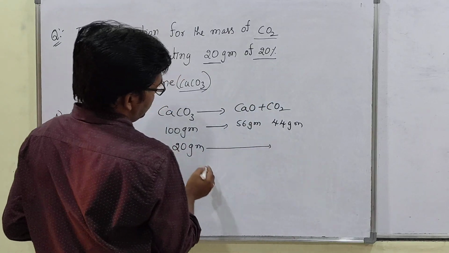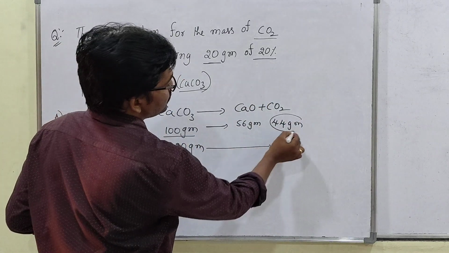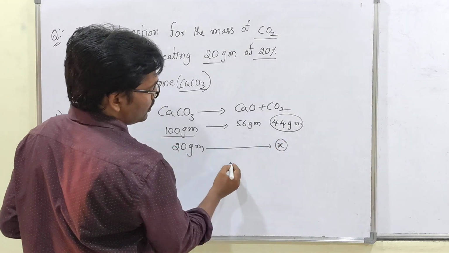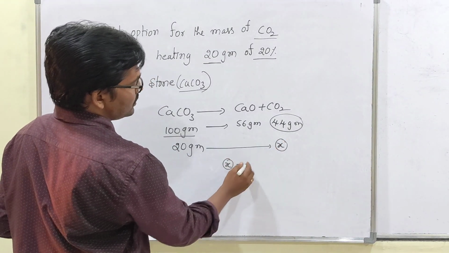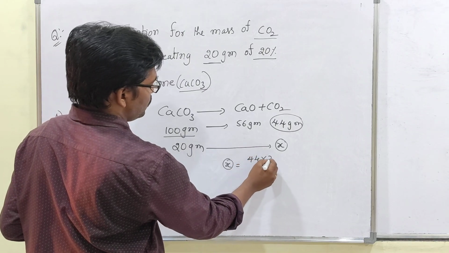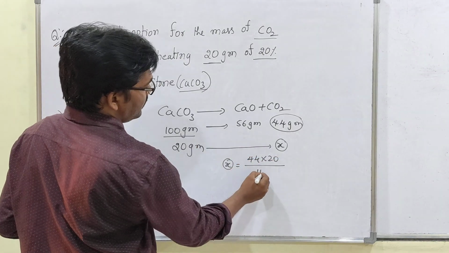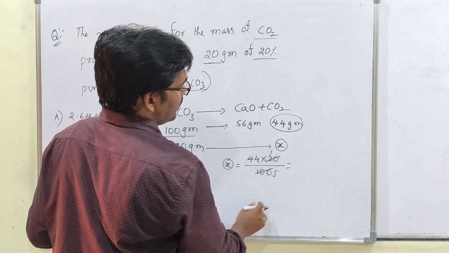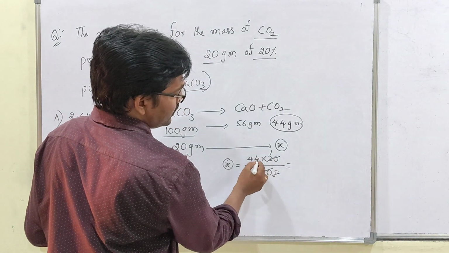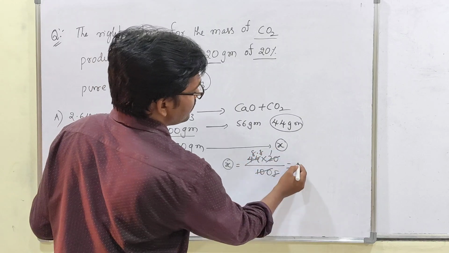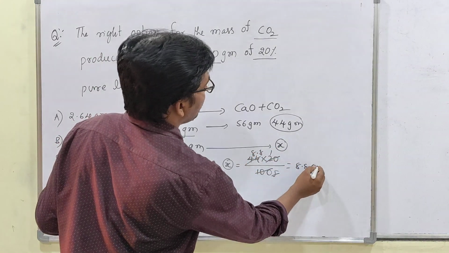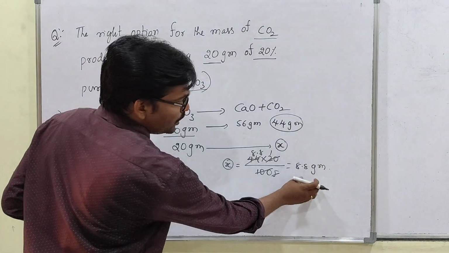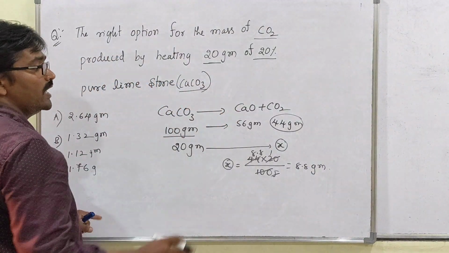100 grams produces 44 grams. For 20 grams, how much is produced? You have to take it as cross multiplication. So 44 into 20 divided by 100. 20, how many times will it go? 5 times. Then you get 8.8 grams. This is with impurity. 20% of impurity will be there in it.